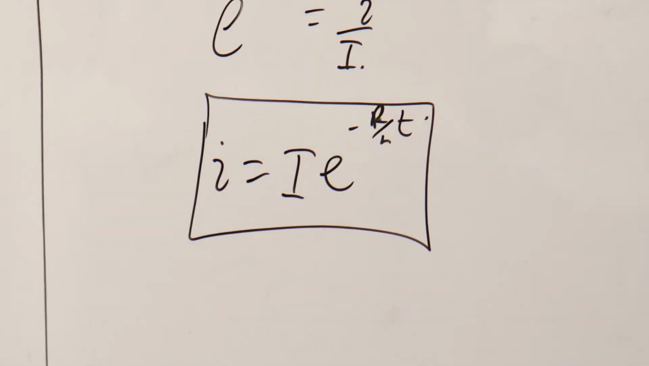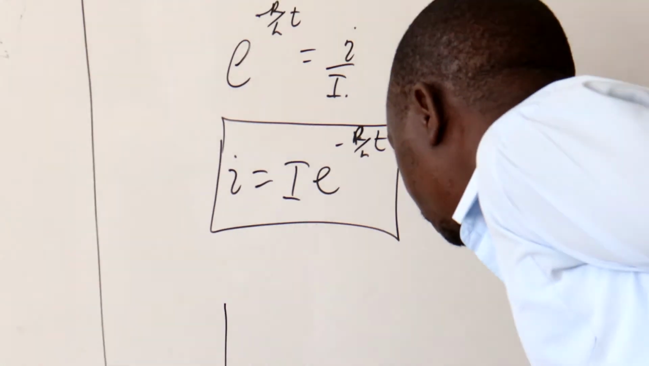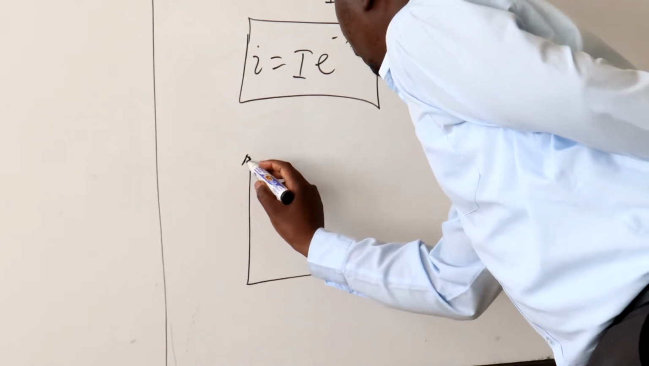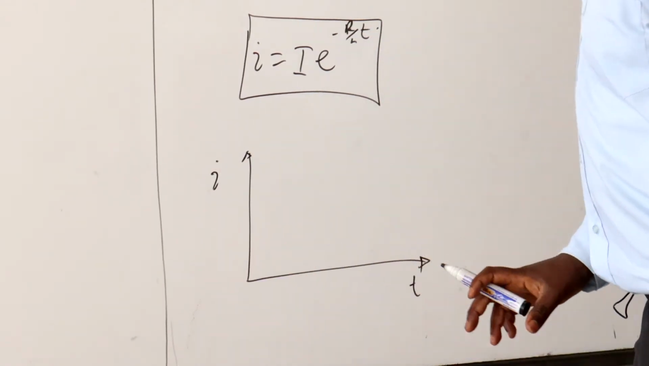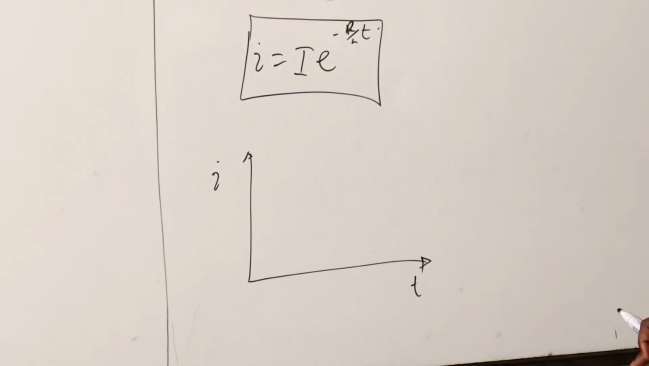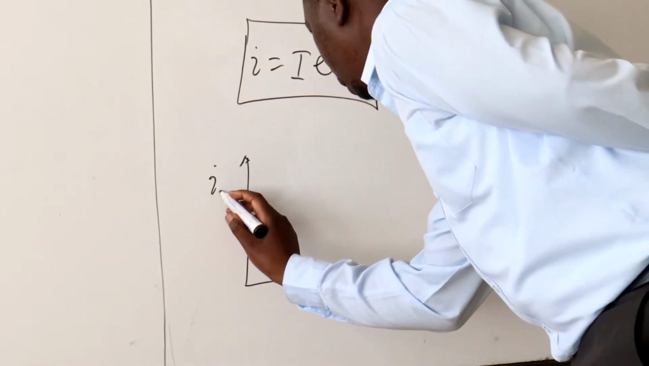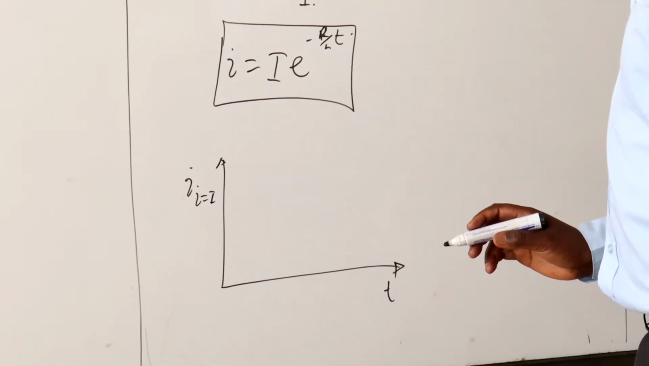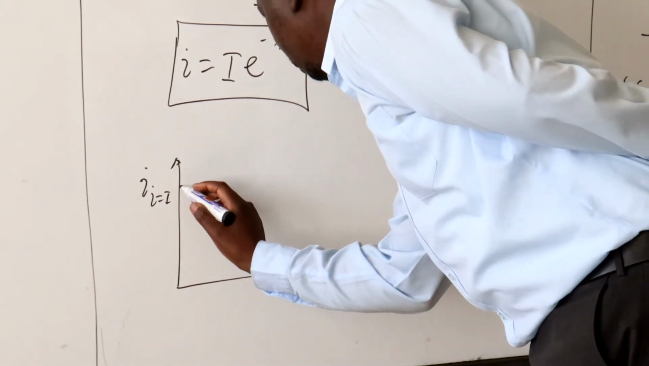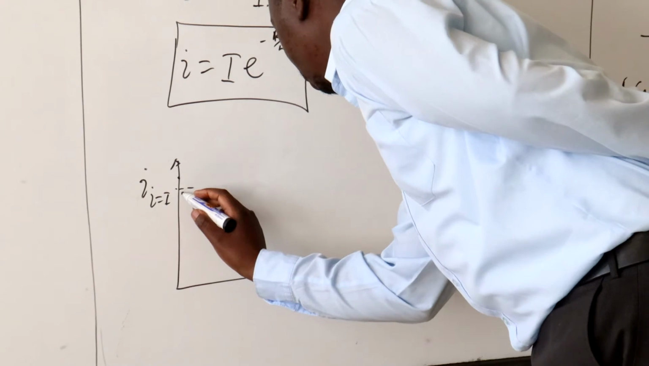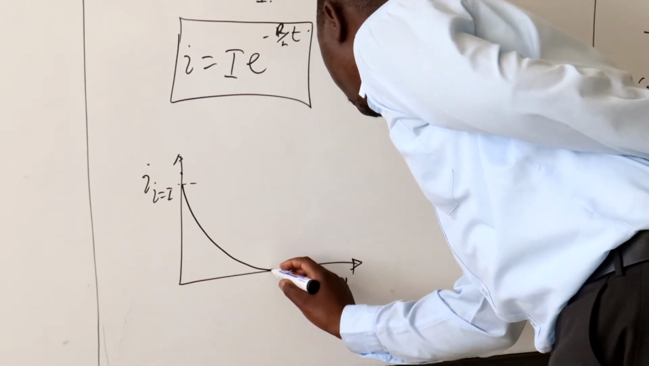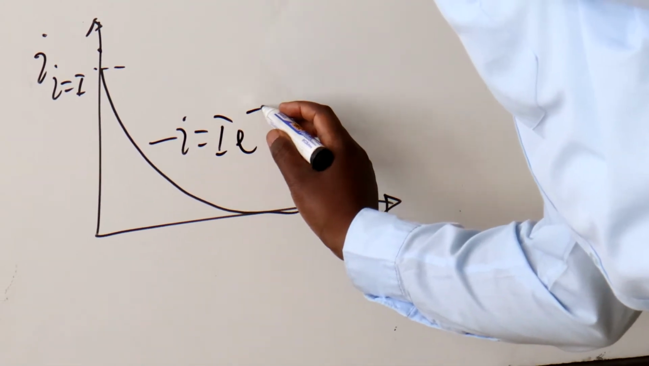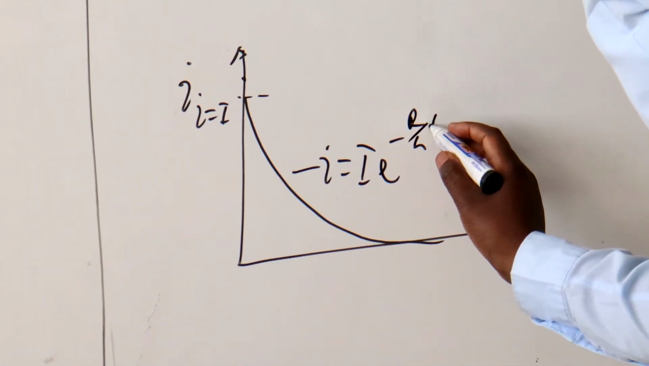So we sketch the graph. This is t, this is supposed to give us I. So when t is 0, then I is maximum, then I is equal to I. When t is infinity, then I is 0. We shall have the graph being this, so this is I equals I e to the minus R over L t.